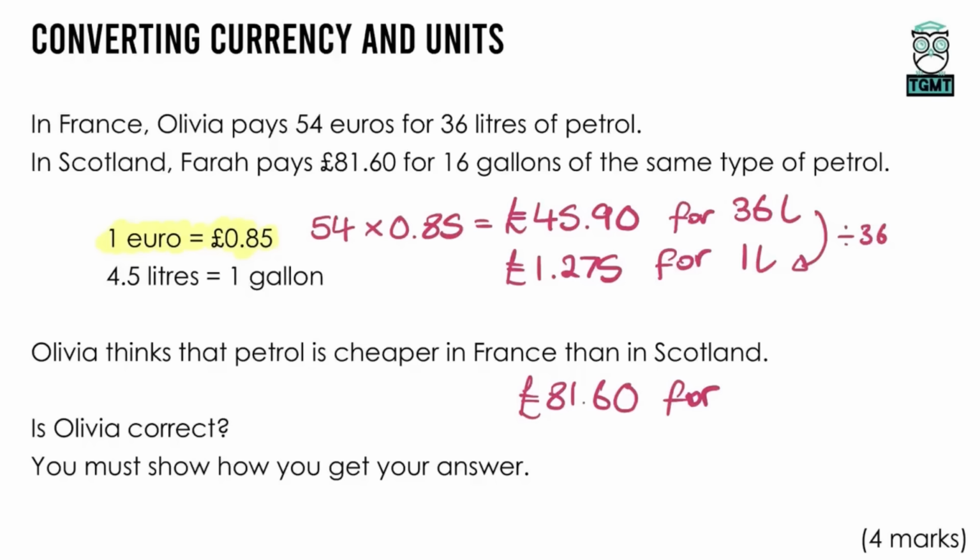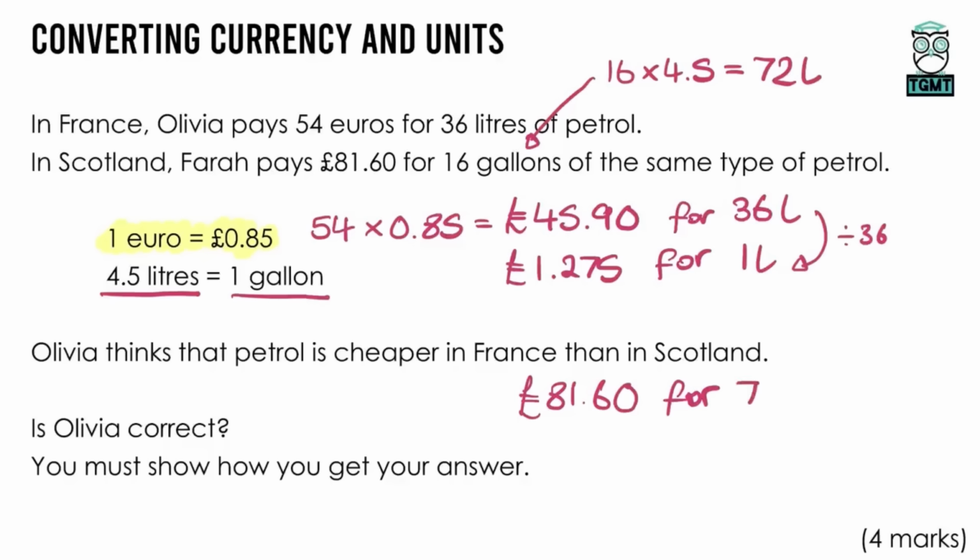Now it tells us here that each gallon is 4.5 litres. So I can actually turn this into litres relatively easily. I just need to do 16 multiplied by 4.5, and that's going to give it me in litres, as every 1 gallon is 4.5 litres. So 16 times 4.5 is 72 litres, and now we have a comparable sort of unit.